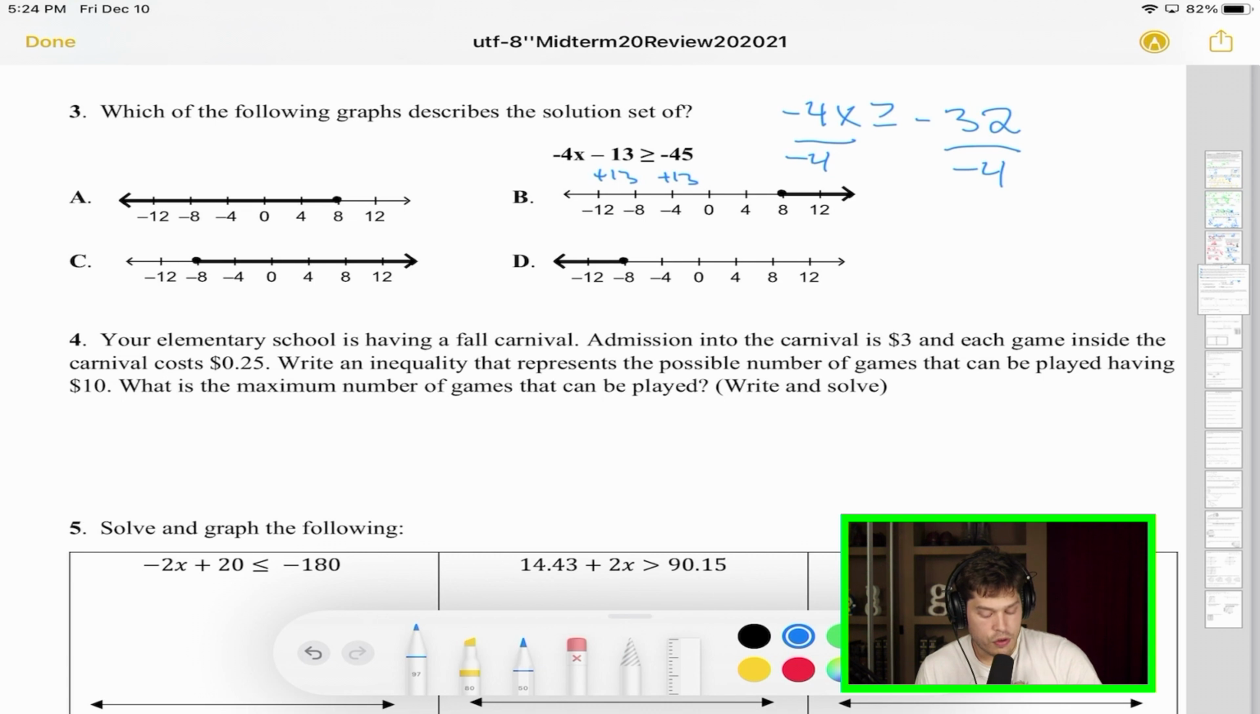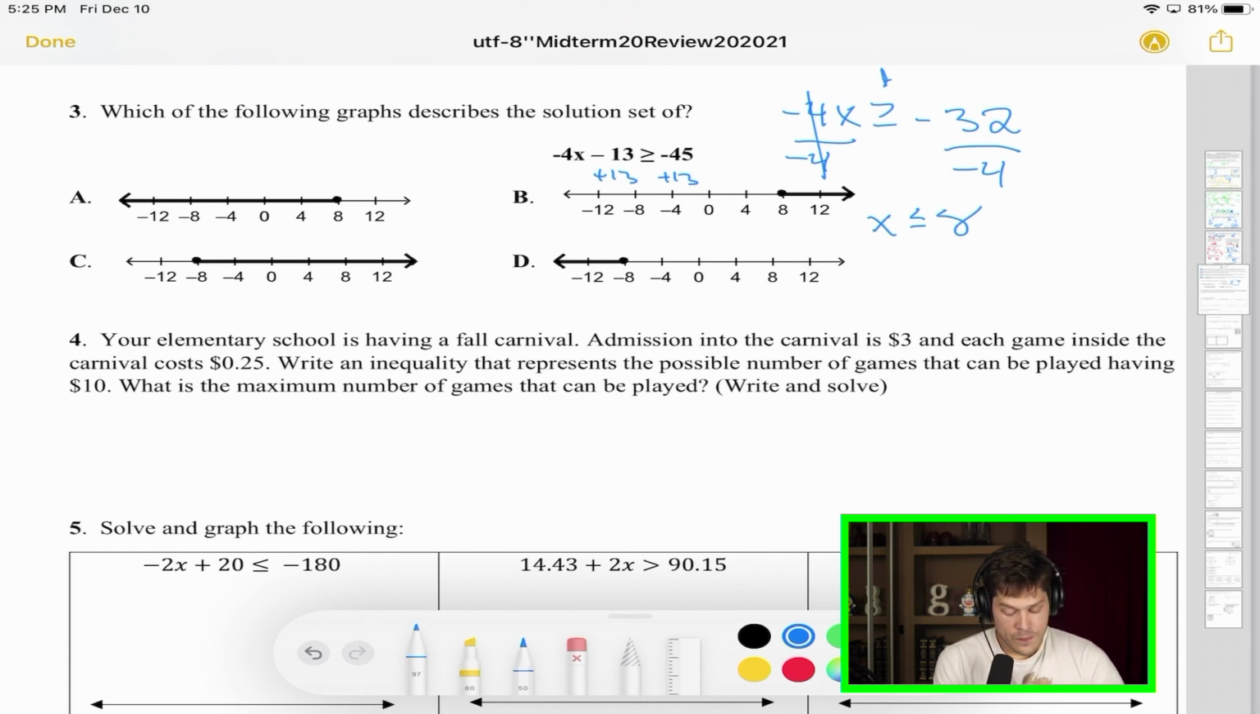Okay, and here's the tricky part. The trickiest thing about inequalities is to just remember that whenever you divide or multiply by a negative, it flips your inequality sign. So these cancel, and we have x is now less than 8. Okay, we flipped our sign. That's very important, and we did that because we divided by a negative. That's what you have to watch out for.